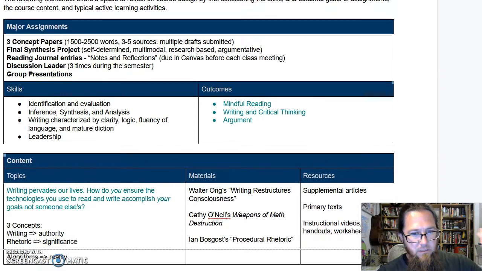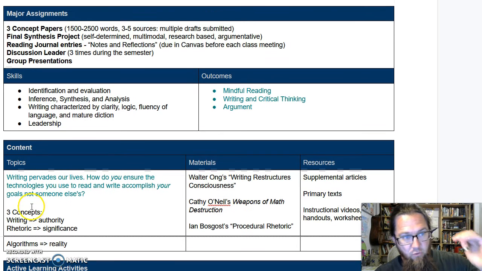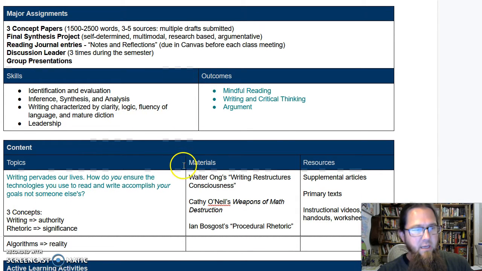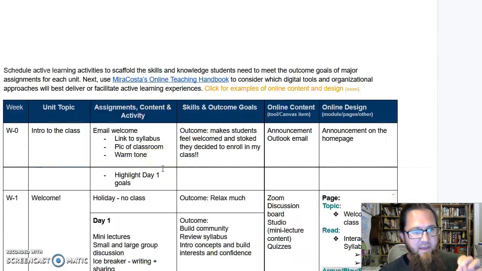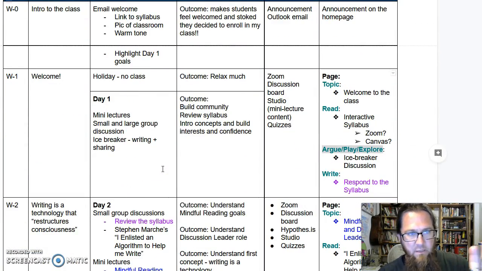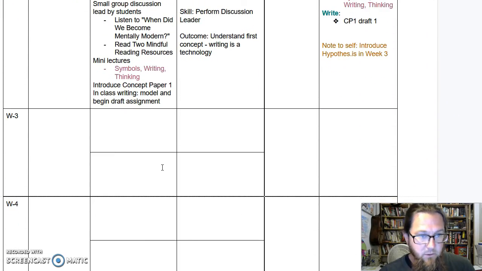So I'm thinking about, and really starting with the big picture, starting with major assignments, skills, etc. And then I'm also planning out kind of the minutia of the course. And I've gotten myself up to week 2.